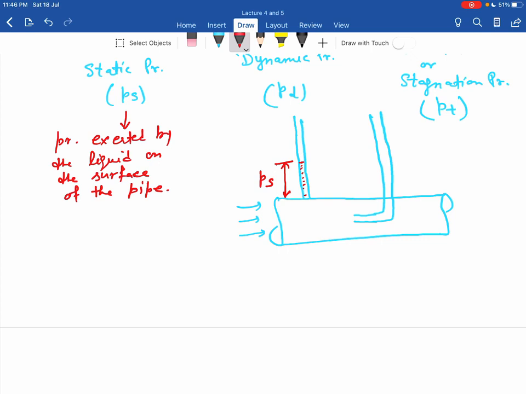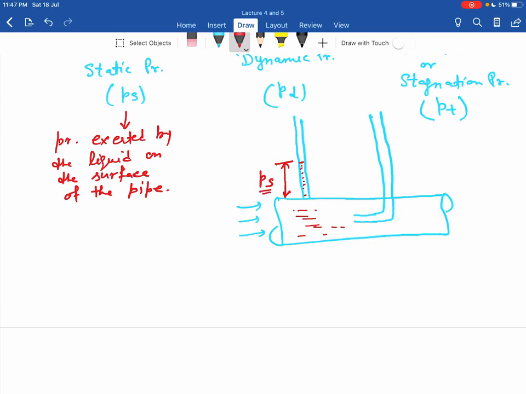Now this static pressure is exerted on the walls when the fluid flowing through the pipe is either at rest, or moving parallel to the walls of the pipe. In both situations you will get the value of PS.